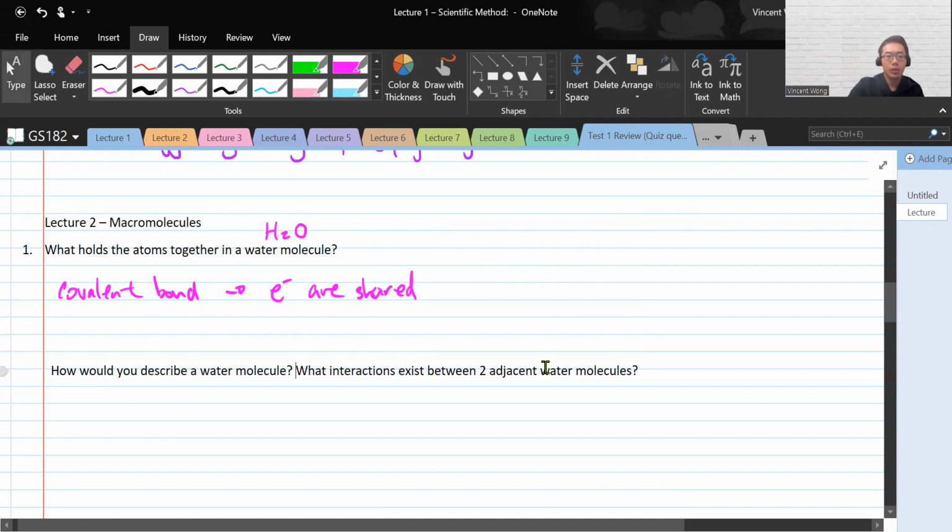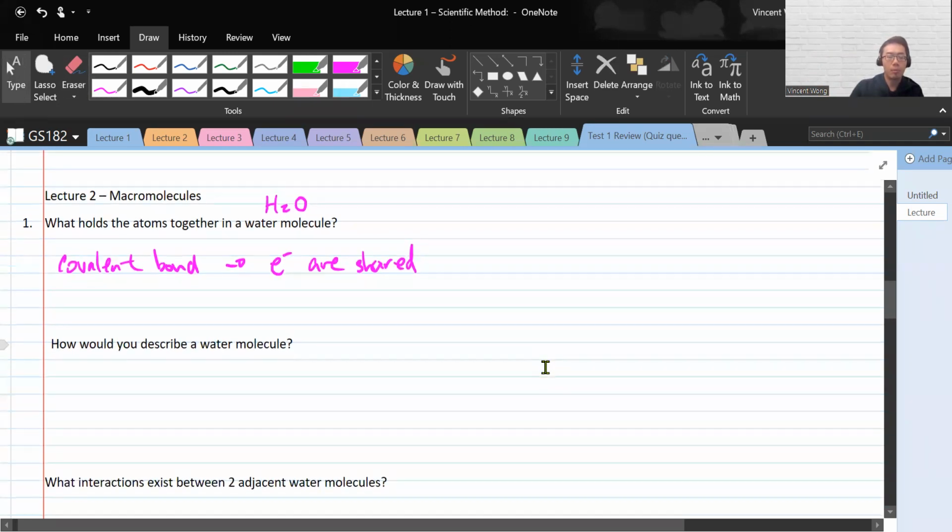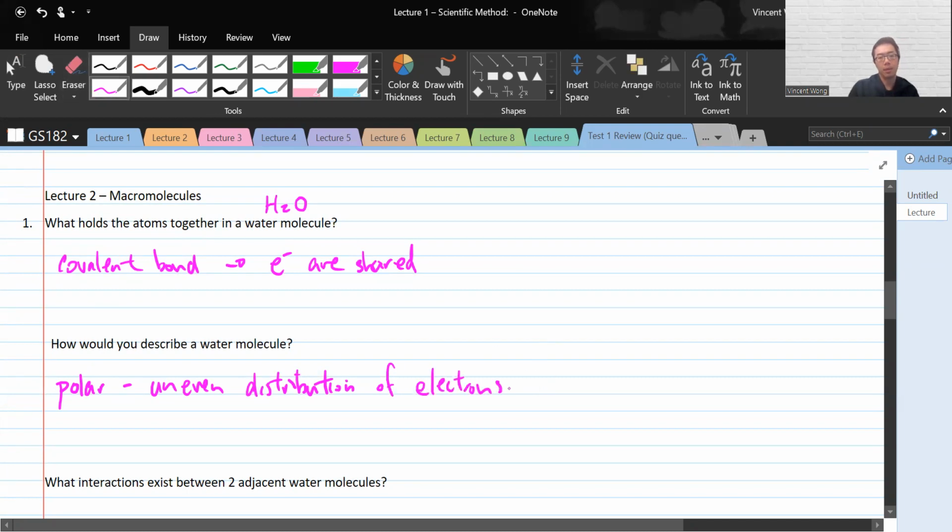How would you describe a water molecule? I would say a water molecule is polar, which means it has uneven distribution of electrons. Okay, mind you, the oxygen is slightly negative, right? Compared to the hydrogen.